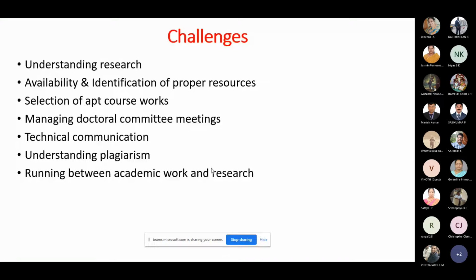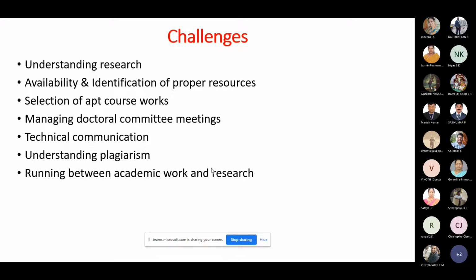Running between academic work and research. Of course, even if I don't explain this, you will be able to understand. How do you manage, right? Typically 50-50, I would say, but it may be changing. Some of them may be 100% researchers. Some of them may be really interested in teaching, developing some pedagogy. And for them also research is required, right?